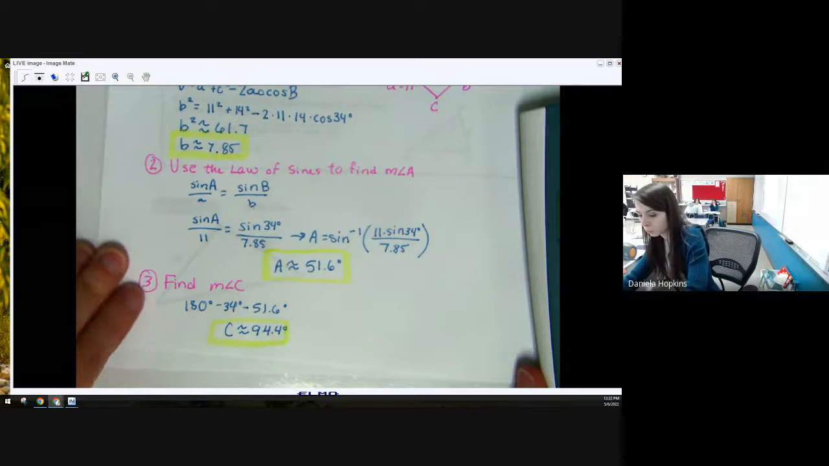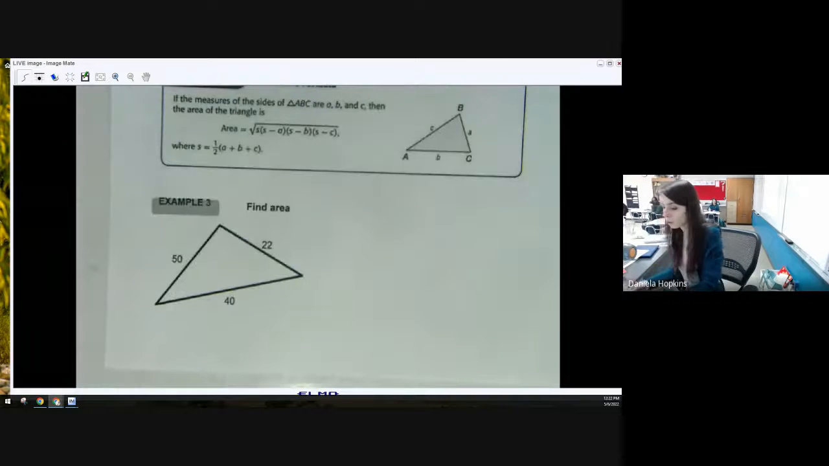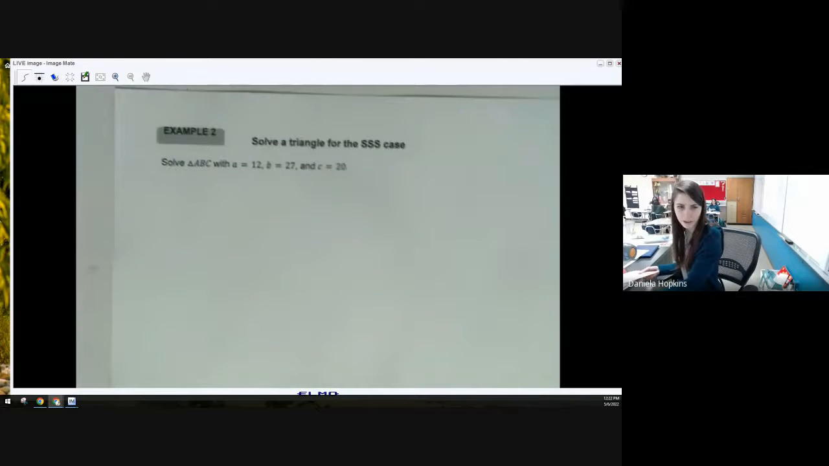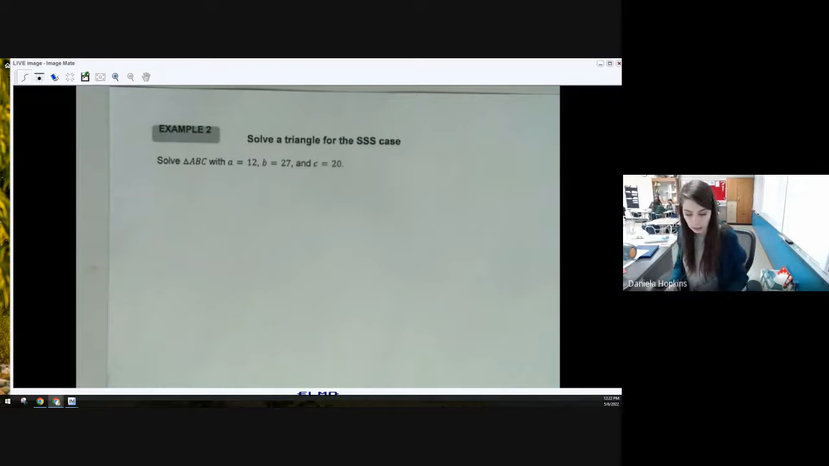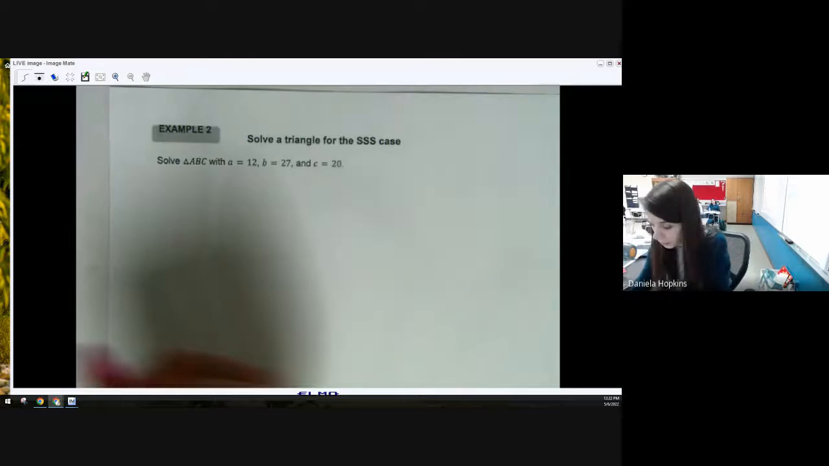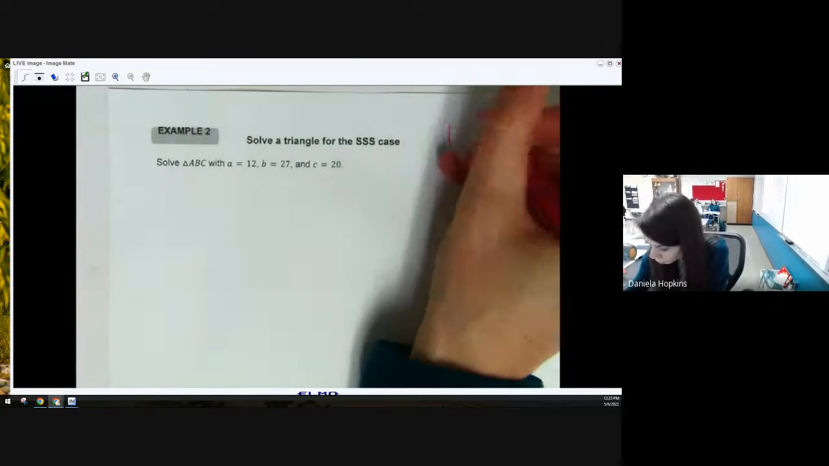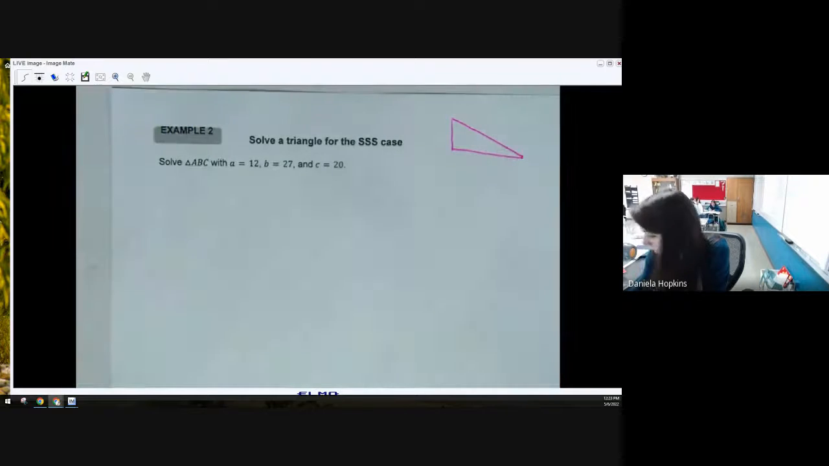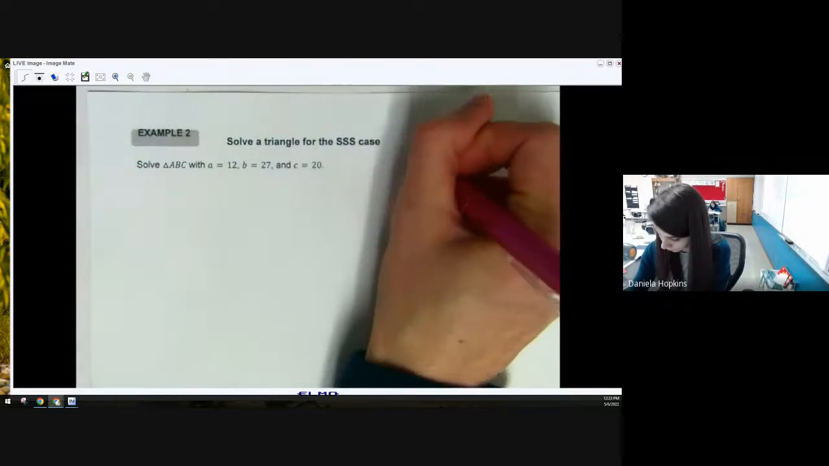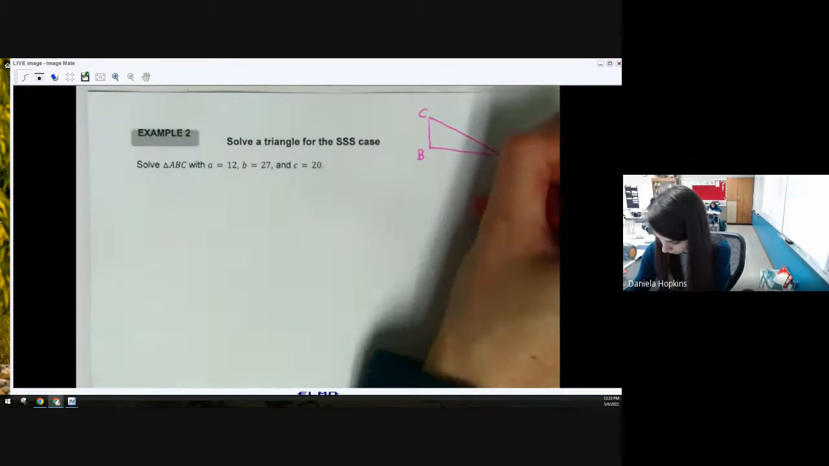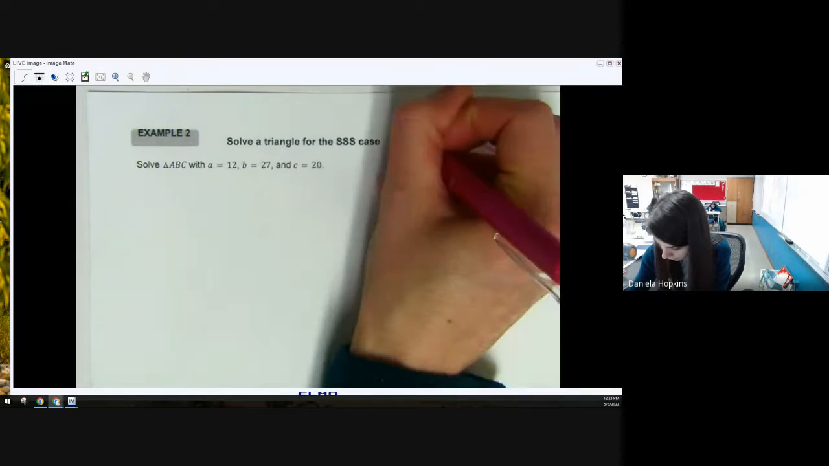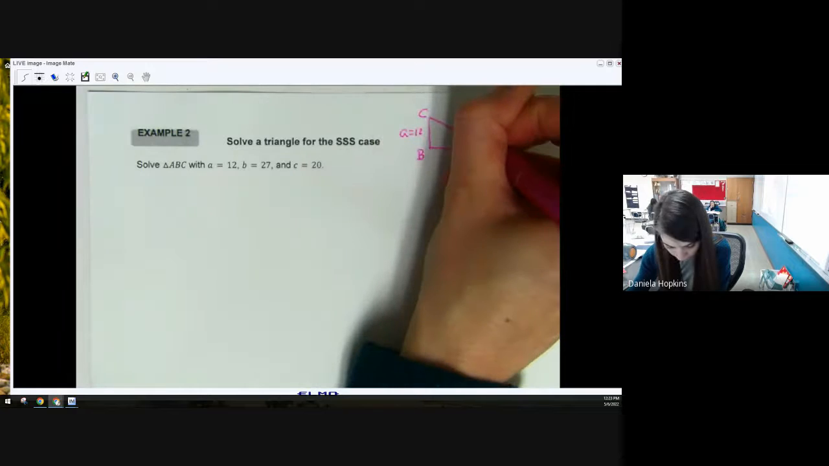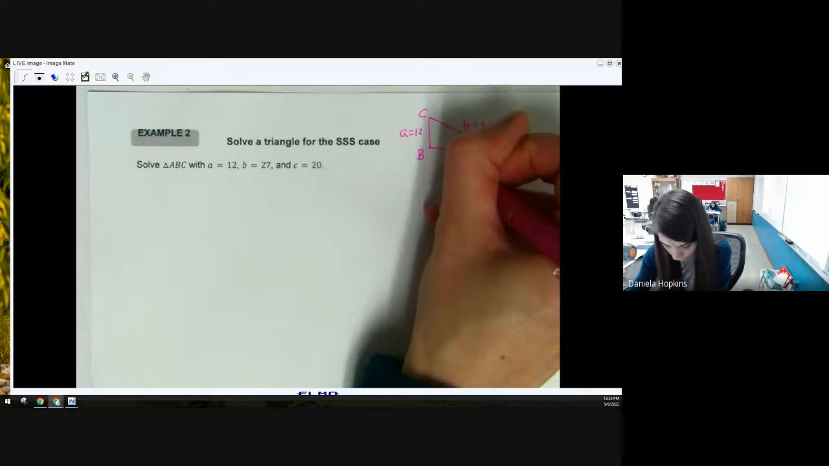Let's look at two more examples. So one more for solving. We have our side side side case. So we want to solve triangle ABC where a is equal to 12, b is equal to 27, and c is 20. If you wanted to draw a triangle for this, it looks something like this, not a right triangle, where you have little a is equal to 12, little b is equal to 27, and little c is equal to 20.